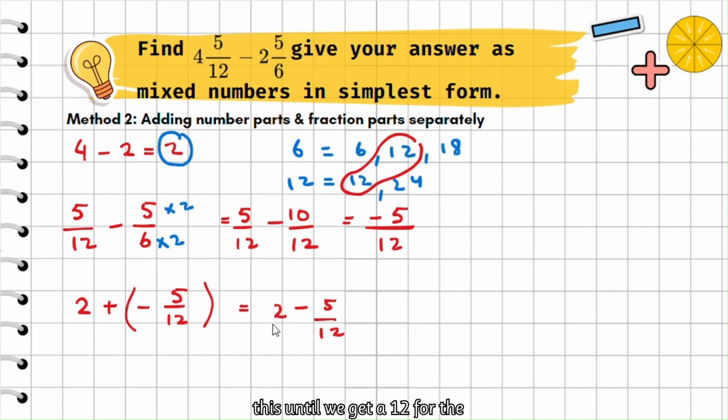And now we cannot solve this until we get a 12 for the denominator here. So when we don't have a denominator, that means we have 1 in the denominator. And now to turn 1 into 12, the only way is to multiply it by 12.